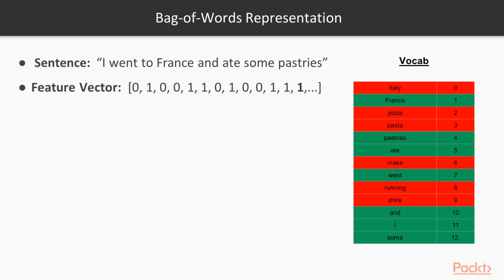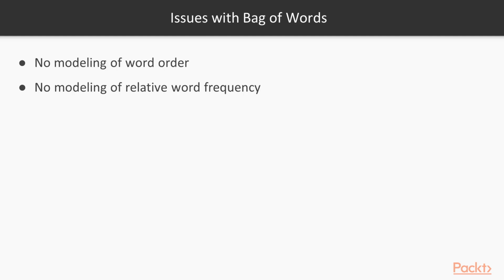So here's the feature vector for this sentence. And each of the indices here represent if the word appears in the sentence or not. So you may have some concerns with bag of words, and there are some issues with bag of words. The primary issue is that there's no modeling of word order. We're just saying if a word appears or not in a sentence. And that is problematic because the ordering of words matters a lot in language. Secondly, there's no modeling of word frequency or even relative word frequency. We're just marking if it appears or not.